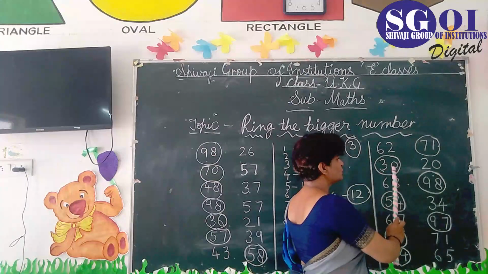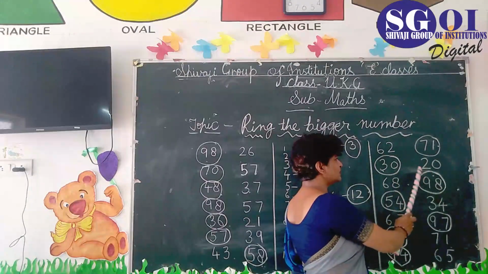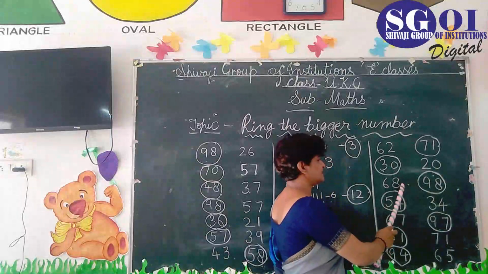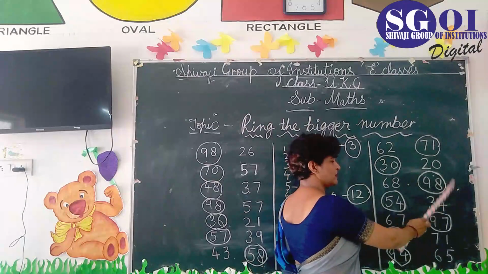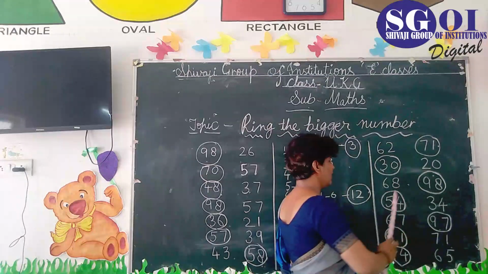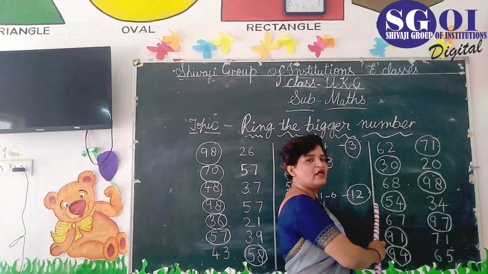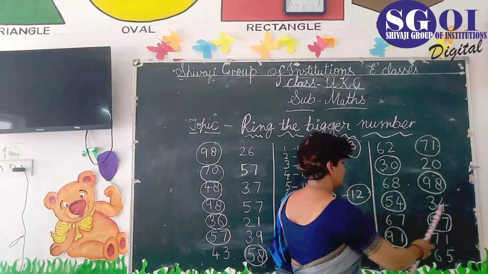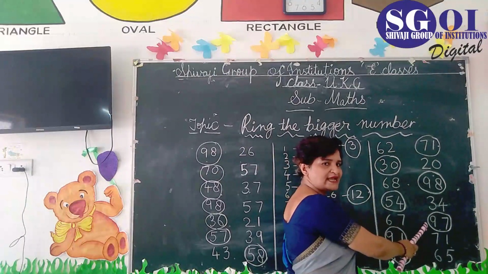This is 30 and 20. 30 is bigger than 20 now. That's why we circle number 30. 68, 98. We circle 98 because it is bigger. 54, 34. 54 is bigger than 34 now. That's why we circle number 54. 67, 97. So 97 is bigger than 67 now. That's why we circle number 97.